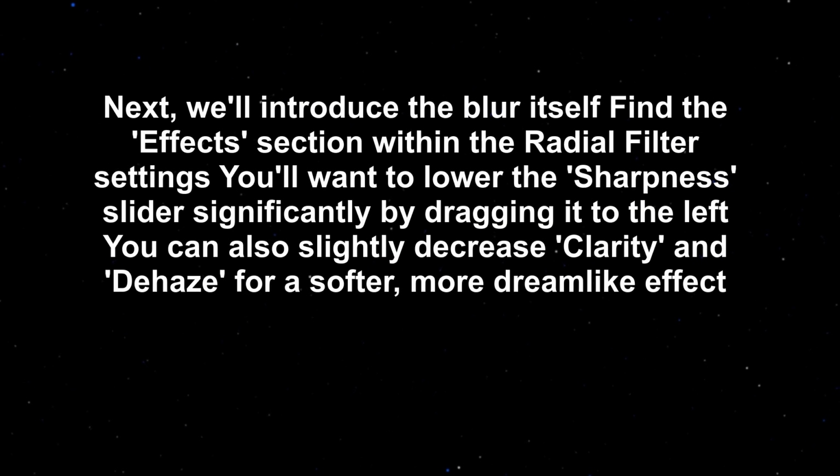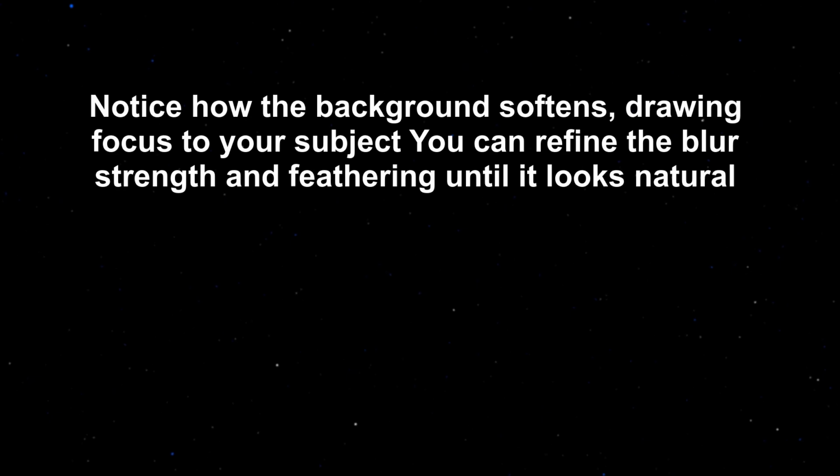Next, we'll introduce the blur itself. Find the Effects section within the Radial filter settings. You'll want to lower the sharpness slider significantly. By dragging it to the left, you can also slightly decrease clarity and dehaze for a softer, more dreamlike effect. Notice how the background softens, drawing focus to your subject. You can refine the blur strength and feathering until it looks natural.